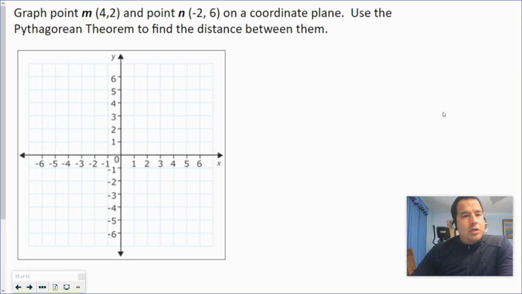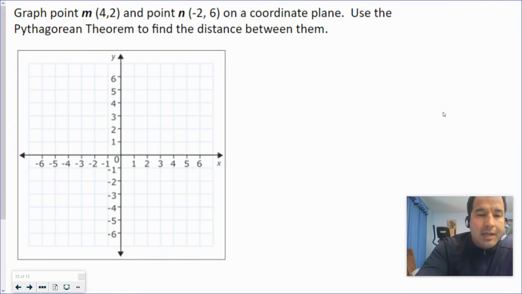Okay. Graph point (4, 2) and point (-2, 6) on a coordinate plane. I almost did it for you. So if you could please plot those 2 points and then use the Pythagorean theorem to find the distance between them. Well, let's plot them first. So please go ahead and plot those 2 points. When you're done, unpause it, and then we'll do it.